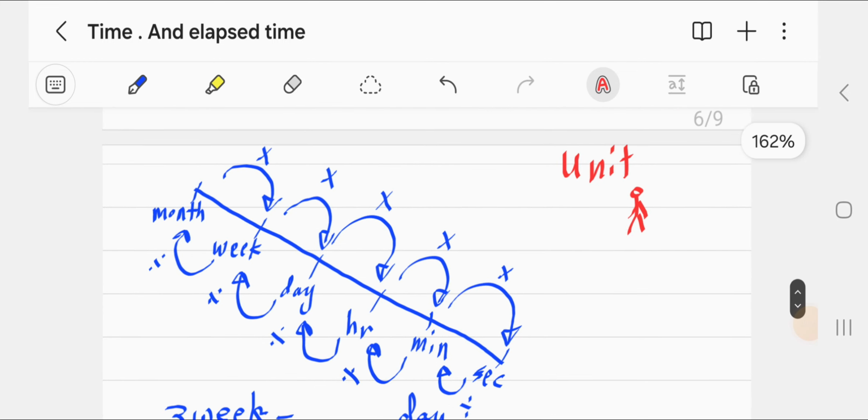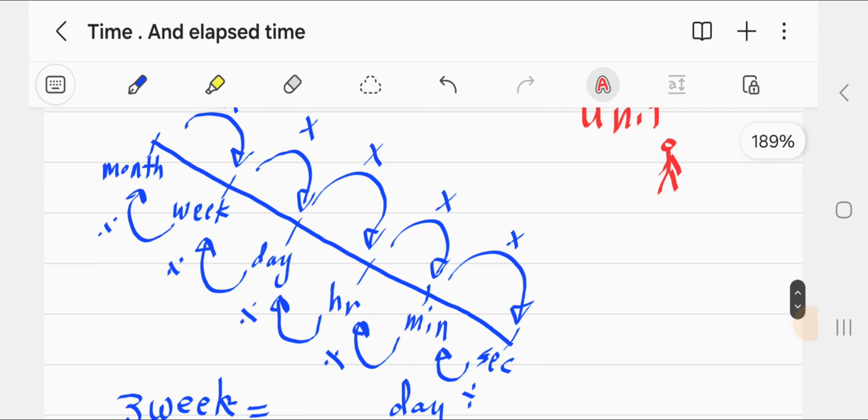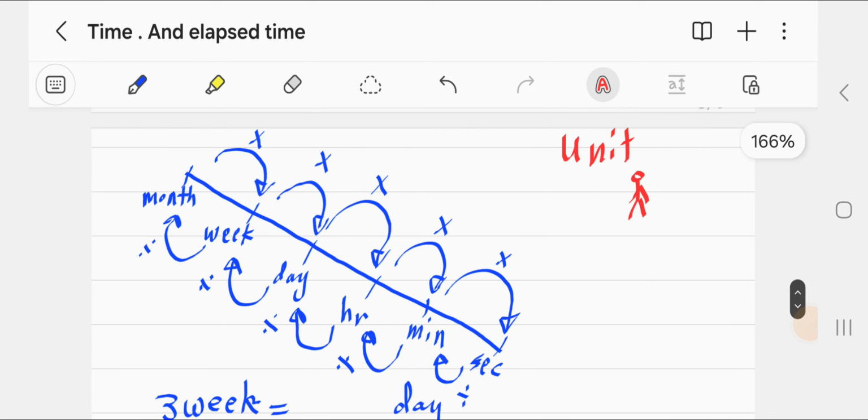Let's just revise together. Firstly, how many weeks per month? Yes, of course, it will be 4 weeks per month, approximately. Repeat with me. 4 weeks per month.